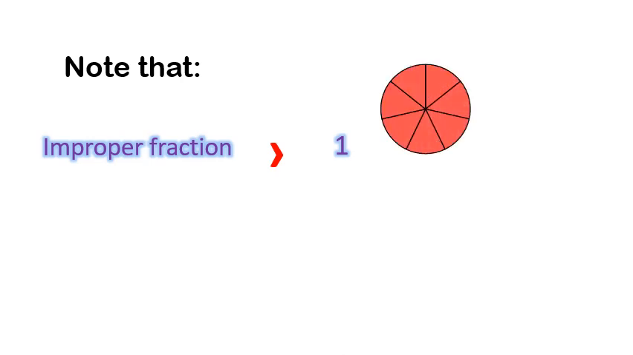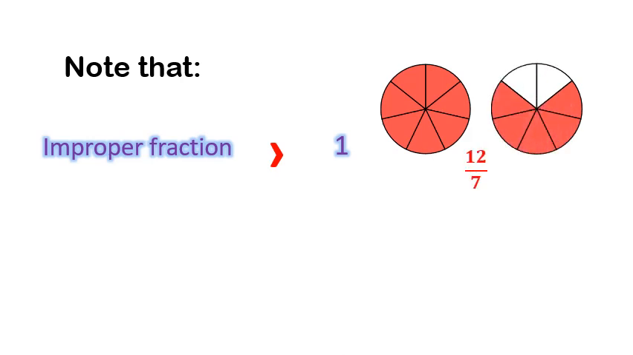Now let's know that any improper fraction is greater than 1. I have here an improper fraction which is 12 out of 7. 12 out of 7 is greater than 1. I eat 1 pizza and 5 out of 7. That means any improper fraction is greater than 1.